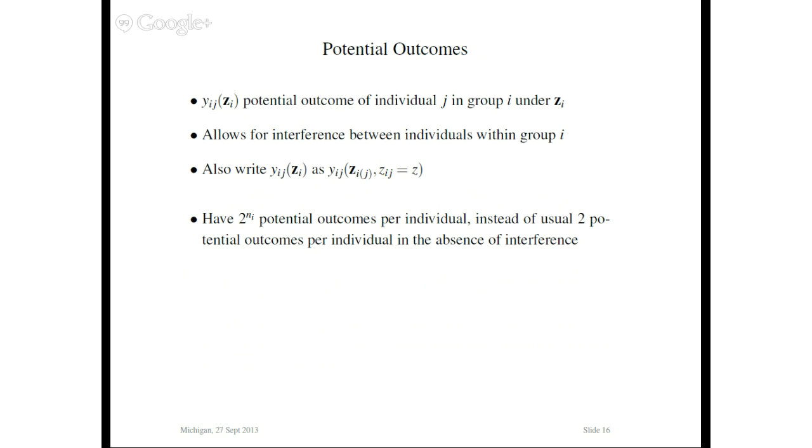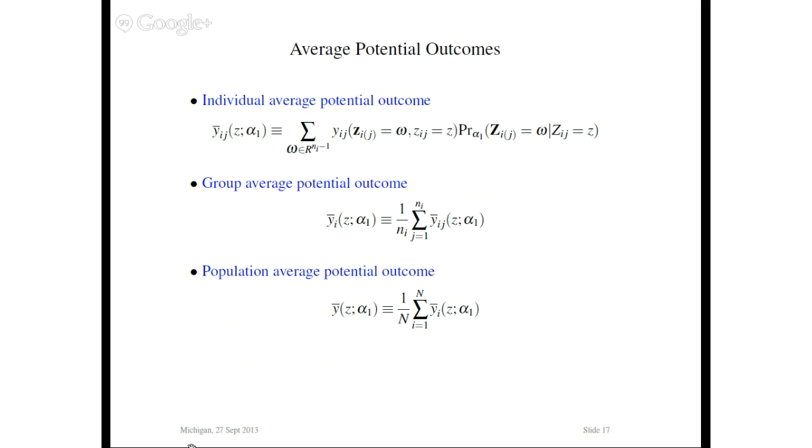Sometimes it's helpful to write this out in longhand, where we spell out exactly what's happening to individual j compared to what's happening to everybody else in the group. And because this is a function of this vector Z_i, it means that now individuals are all going to have 2 to the N_i potential outcomes, instead of in the classic causal inference setting where everybody just has 2 potential outcomes. That seems kind of messy and maybe intractable.